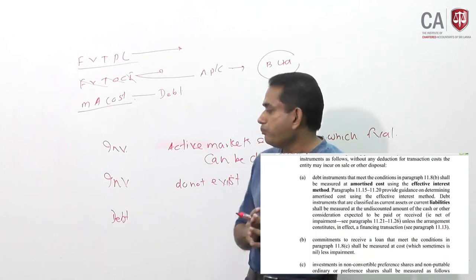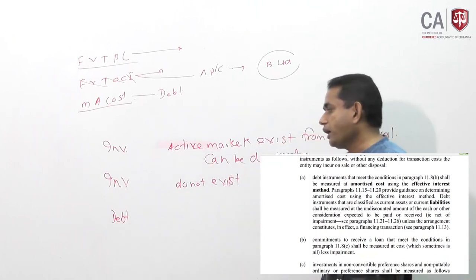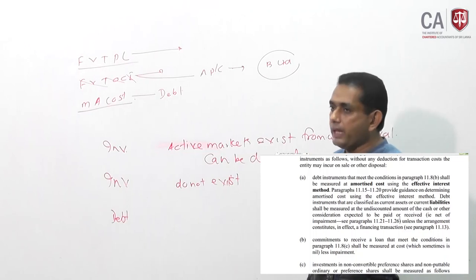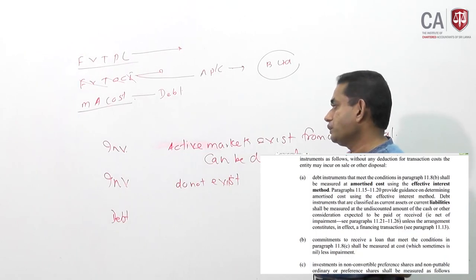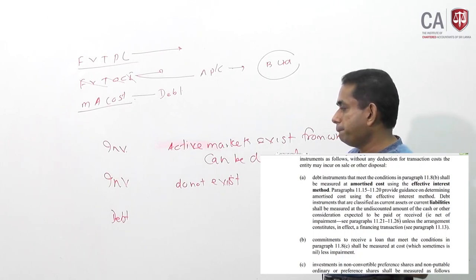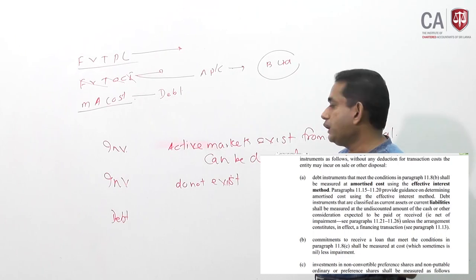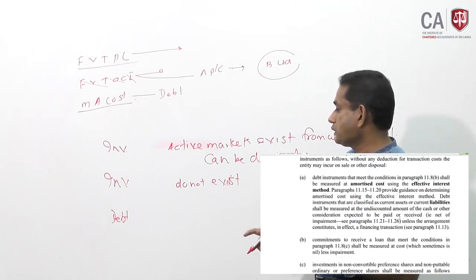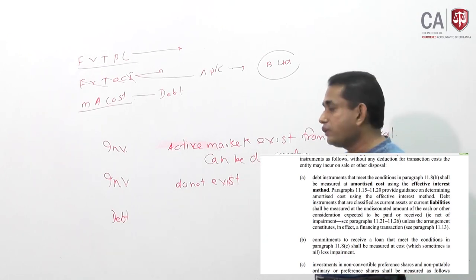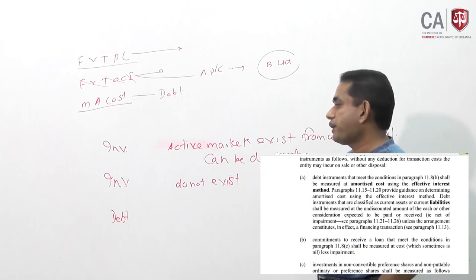So we have maximum two items of financial assets. Depending on whether the fair values can be determined without undue cost or effort, most of the financial assets will be measured at amortized cost. If you can determine the fair value without undue cost and effort, then we can recognize them at fair value.